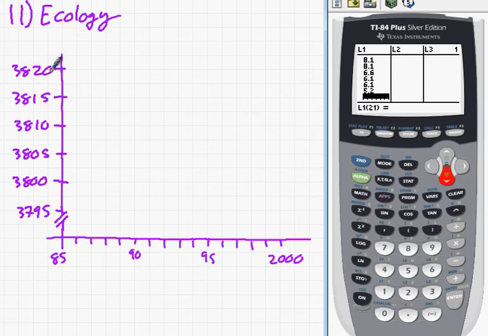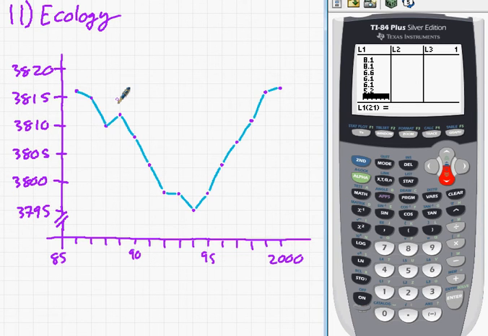Yeah, that seems to work. Now I'm going to start plotting this information. The first one is 1986, which is here, and 3817, which will be, 2.5 is 1 block, so it'll be a little less than 1 block. And we're just going to make a dot. And I'll put the rest of the data on now.